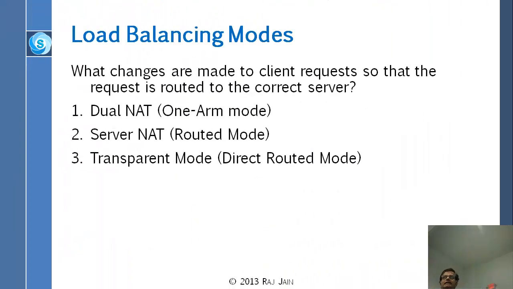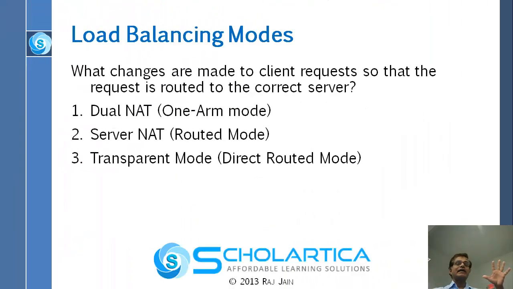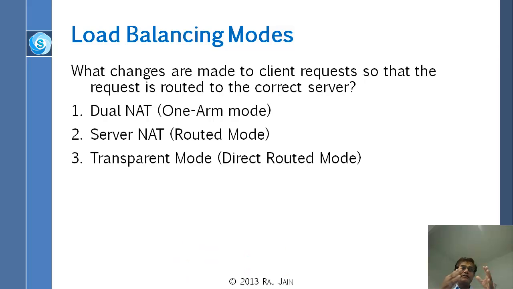So, load balancing more. Now we know the DNS part, but then we need to learn about something called NAT. NAT is network address translation, and there are three types of load balancing NATs: dual NAT, server NAT, and transparent mode NAT. But before I describe those three, I really need to explain to you what NAT is. So I'm going to go through the next few slides on NAT, and then after we are done with NATs, we come back to these three.